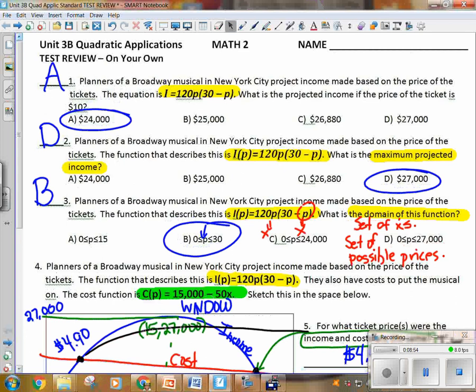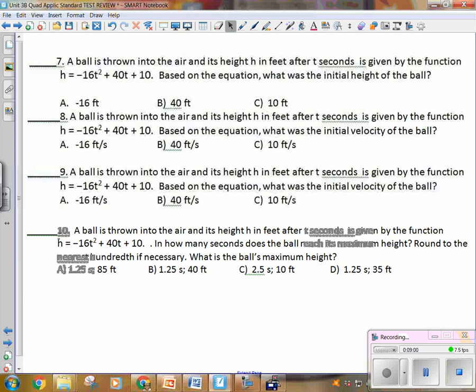We've answered, and this is what it could look like with multiple choice, so be prepared for these kind of questions. All right, starting with number 7. A ball is thrown into the air, and its equation in feet. Based on this equation, what is the initial height? What is the initial height?